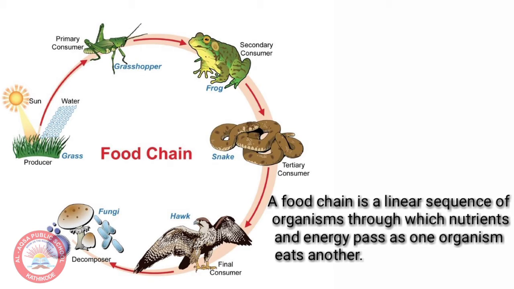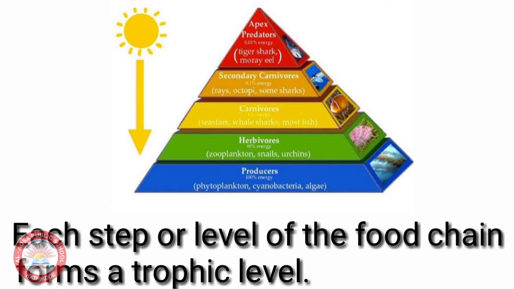See how a plant is being eaten by a grasshopper, the grasshopper by a frog, the frog by a snake, and so on. It moves like a chain. This is called a food chain. Each step or level of a food chain is known as its trophic level.